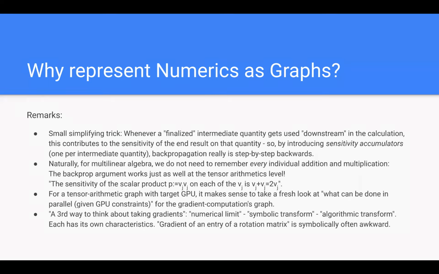So I just want to point out here, and this is actually something that I've been exploiting a lot, is that, well, if you think about a symbolic description of a rotation matrix and then think about taking a gradient of an entry of that rotation matrix, then already for Euler angle parameterizations in 3D, this gets somewhat awkward if you do it at the symbolic level.